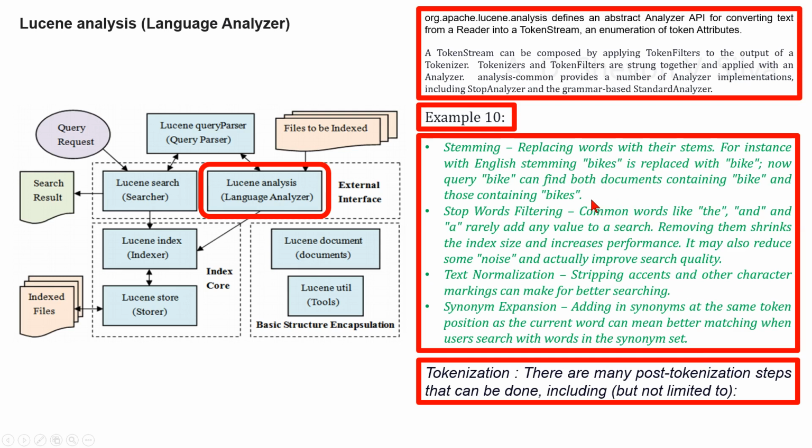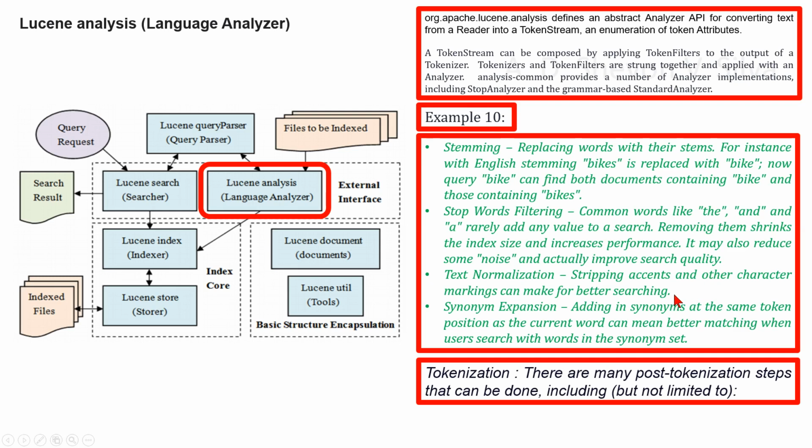There are many post-tokenization steps that can be done, including but not limited to stemming, replacing words with their stems. For instance, in English stemming, bikes is replaced with bike; now the query bike can find both documents containing bike and those containing bikes. Stop words filtering: common words like the and a rarely add any value to a search. Removing them shrinks the index size and increases performance. It may also reduce some noise and actually improve search quality.